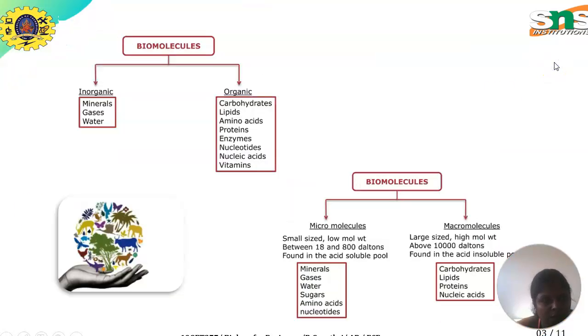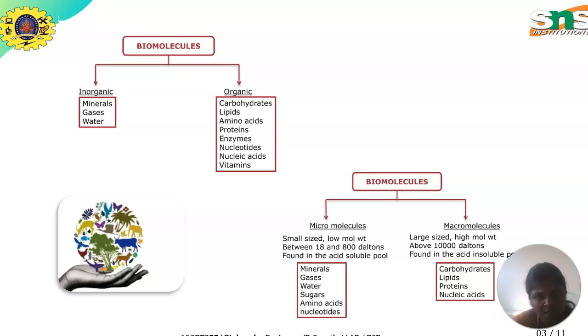Biomolecules are majorly classified into inorganic and organic. Inorganic biomolecules are classified into minerals, gases and water. Organic biomolecules are classified into carbohydrates, lipids, amino acids, proteins, enzymes, nucleotides, nucleic acids and vitamins.